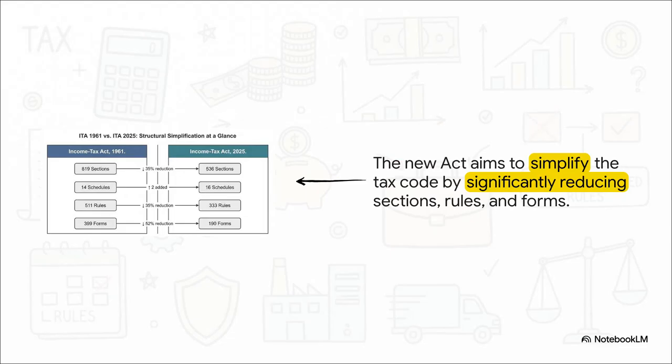And this slide really puts the scale of that simplification into perspective. I mean, just look at these numbers. We're talking about a 35% reduction in sections, another 35% reduction in rules, and an incredible 52% reduction in forms. This is not a minor tweak. It's a complete overhaul designed to make our lives easier.